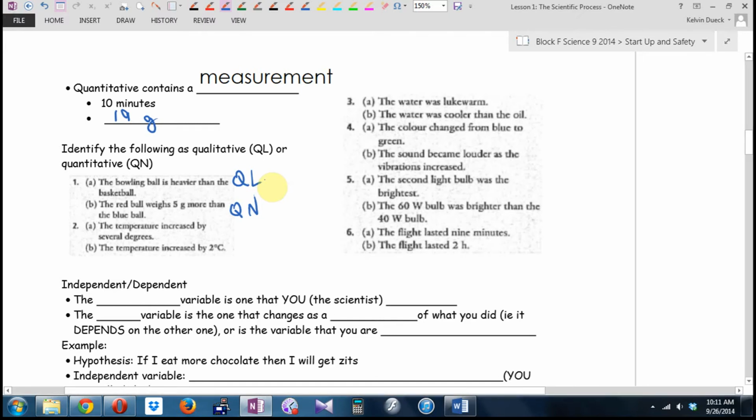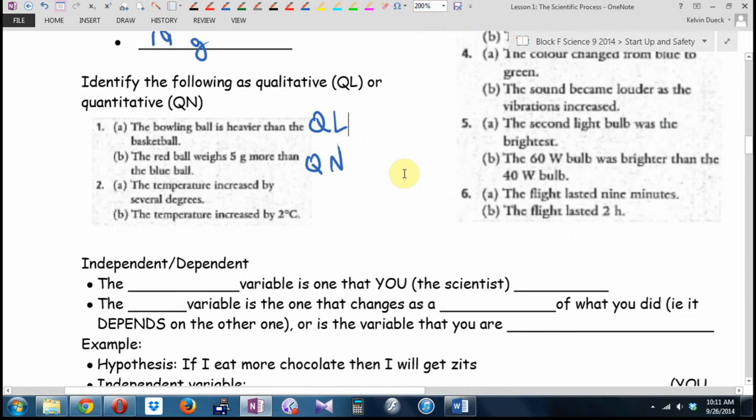2A says the temperature, can you guys read? Well, you have it in front of you, but I'll zoom in and make it a bit bigger. It says the temperature increased by several degrees, or the temperature increased by 2 degrees Celsius. Which one of those is measured exactly? Which one of those is quantitative, a QT? Yeah, B. By the way, they're not always this easy, but I'm starting in the shallow end of the pool before we get into the deep end, right? And this one would be, it got warmer. Qualitative.